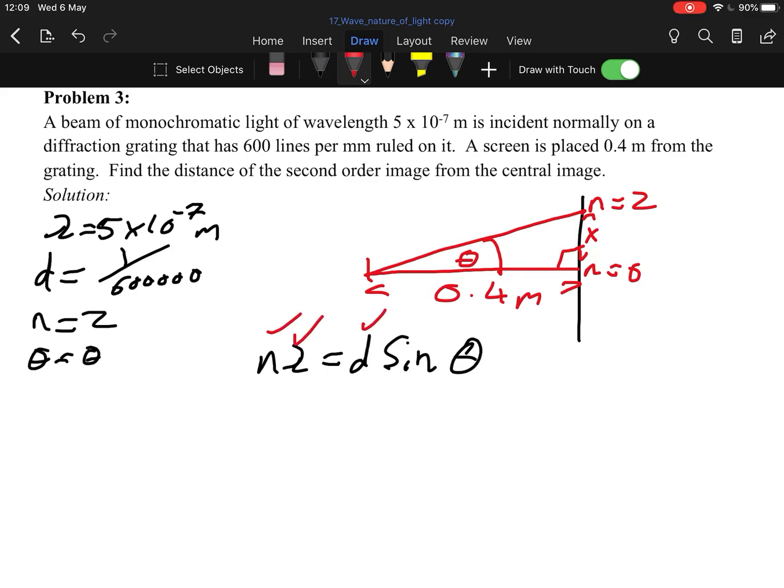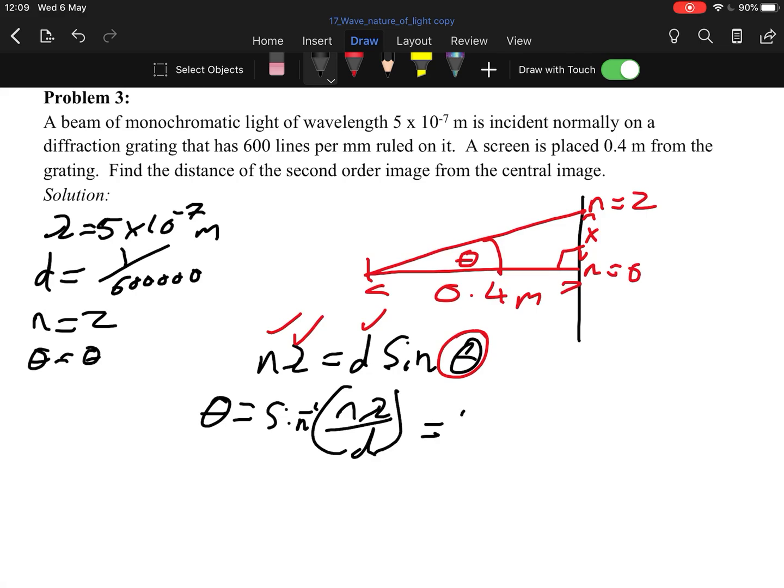Do we have d? We do. Do we have lambda? We do. Do we have n? We do. Do we have theta? No, but we're looking for it. There you go. That's the equation we're going to use. So rearrange it, make theta the subject. So that's going to be sine inverse of n times lambda over d. And firing in all your values should give you 36.86 degrees. There you go, 36.86 degrees.